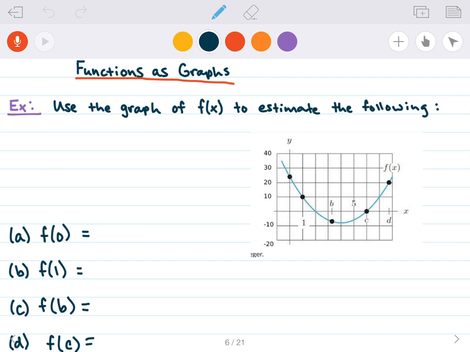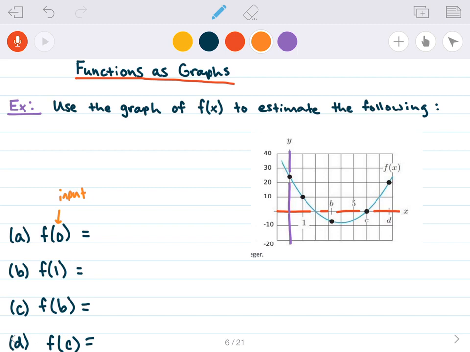Okay, use the graph of f of x to estimate the following. So we're not going to have exact answers for all of these. We might have to estimate. So the first one is, what is f of 0 given this graph? Okay, so let's just highlight our x-axis, which is this horizontal axis right here. And then our y-axis is right here. So when our input is 0, what is our output? That's what question A is asking.